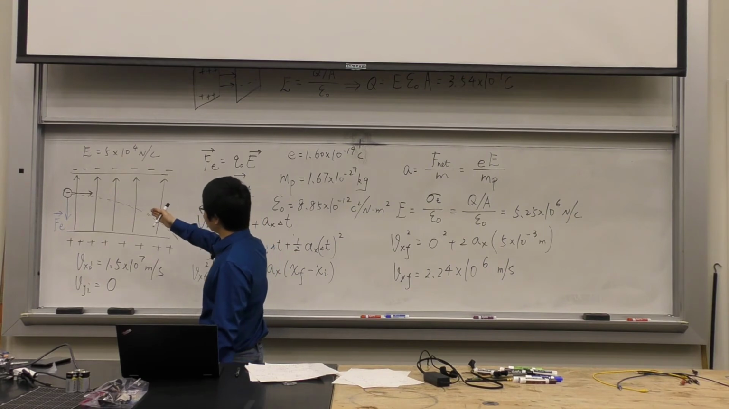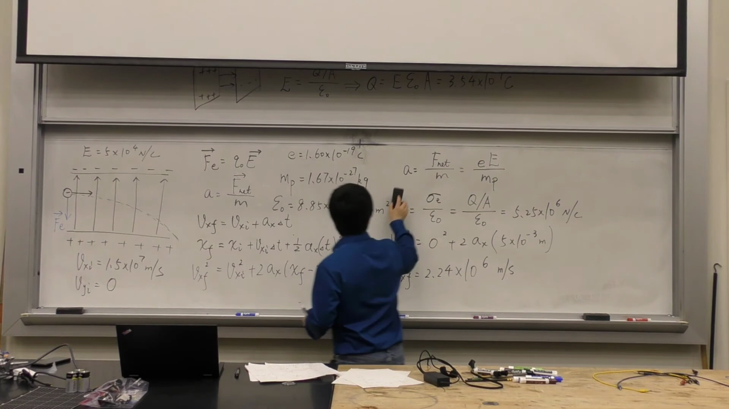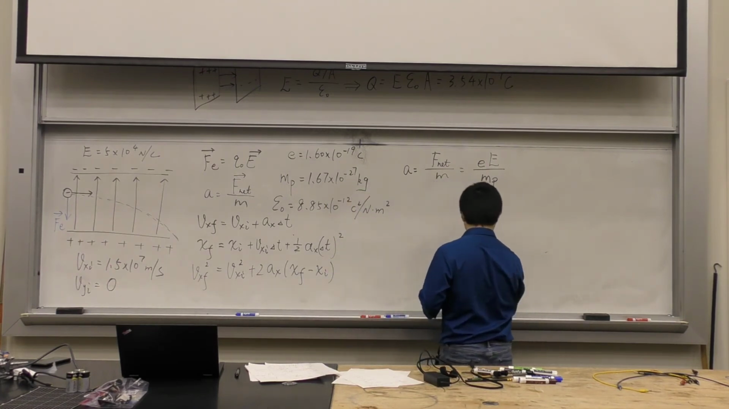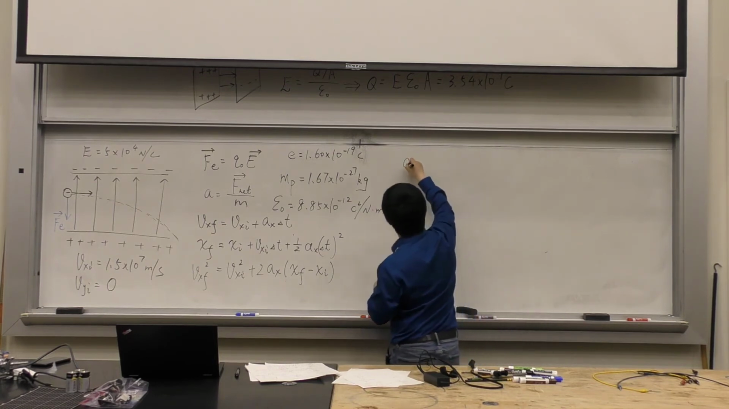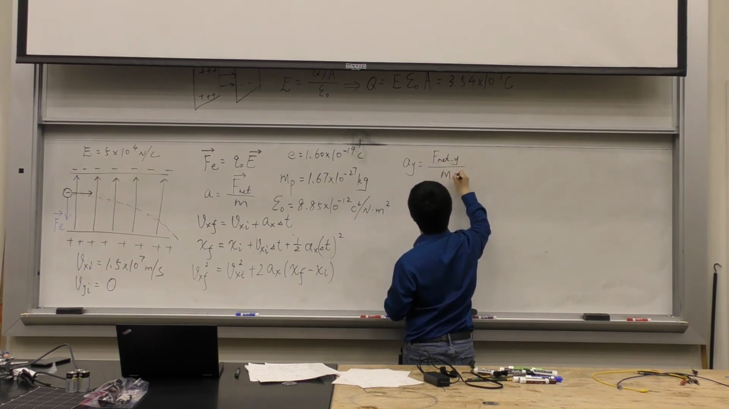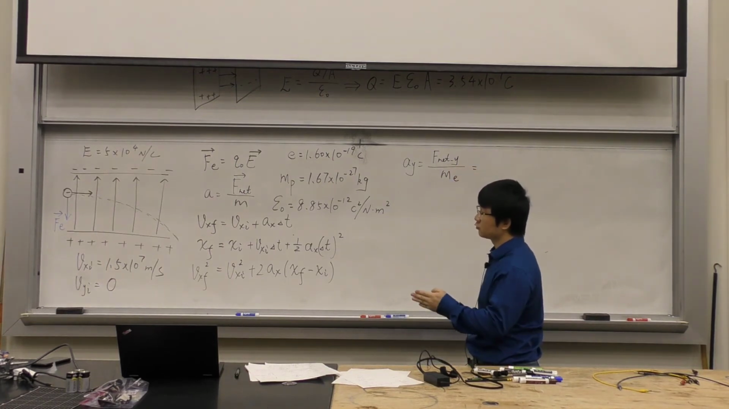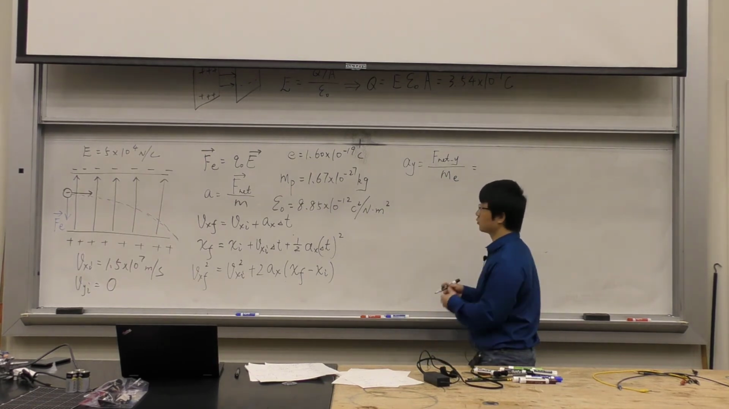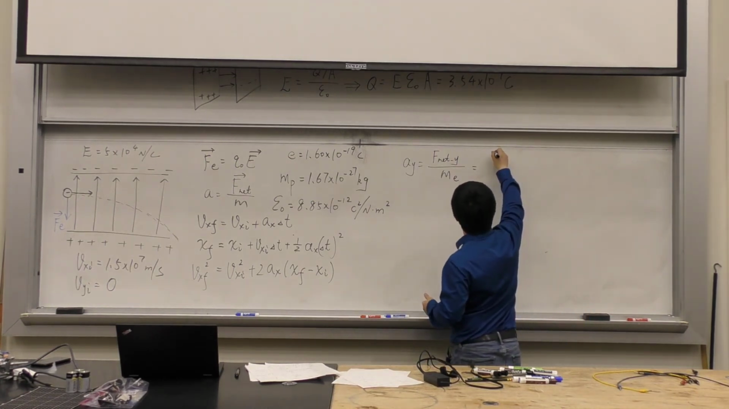In this problem, because the force is only in the Y direction, the AY is going to be this. If you want to find AY, that's going to be the net force in the Y direction over the mass of the electron. In this case, the net force in the Y direction is the electric force, and there's only one force in the Y direction, because gravity you can totally ignore. Totally negligible.